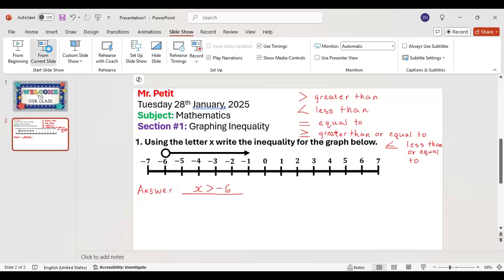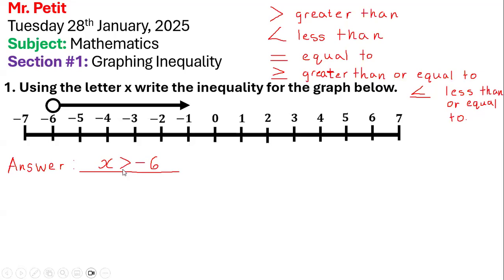By the way, Shanair, why didn't you put greater than or equal to? Why just put strictly greater than? That's a very good question. What if, go ahead. I can't hear you. Because the circle isn't shaded in. Very good, because the circle is not shaded in.